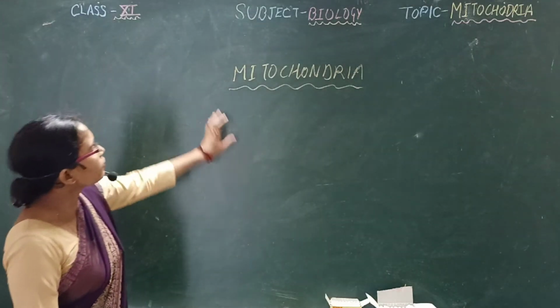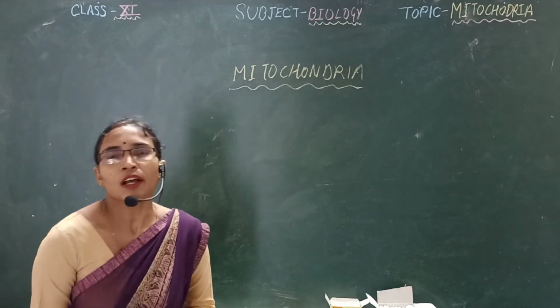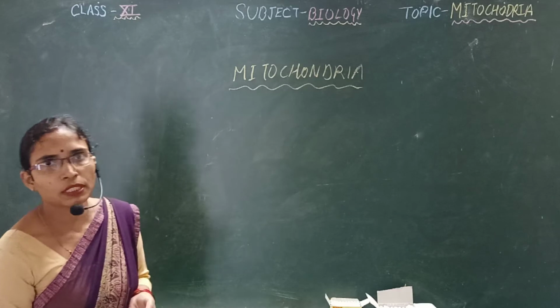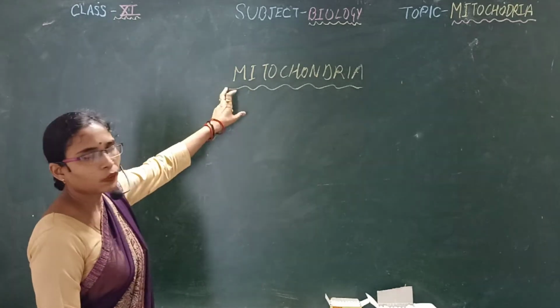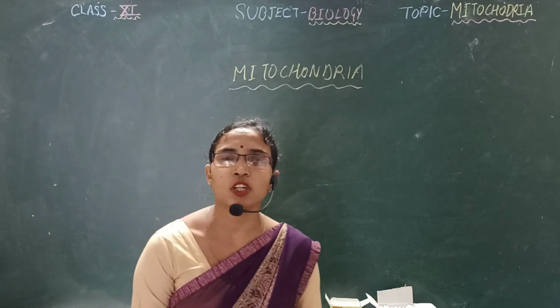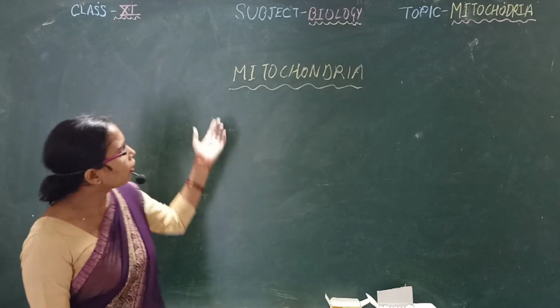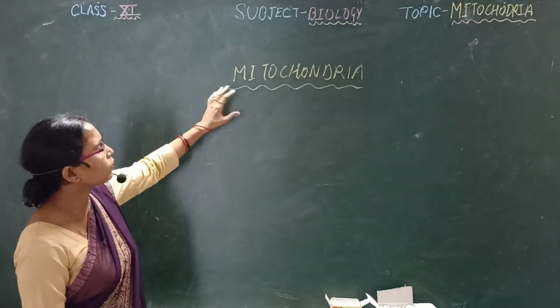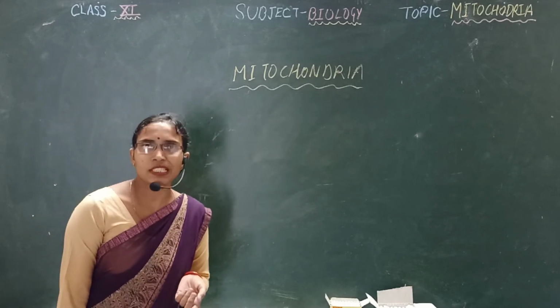So it's a structure which is present in eukaryotic plant cell or animal cell. Okay, mitochondria, it's an organelle. It's an organelle which is present in plant or animal eukaryotic cell. प्रोकैरियोटिक सेल्स में ये absent होते हैं जबकि यूकैरियोटिक सेल्स में present होते हैं.